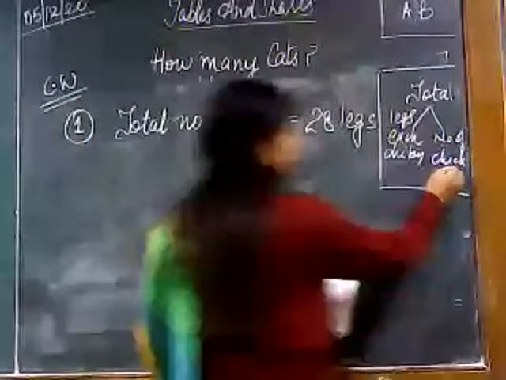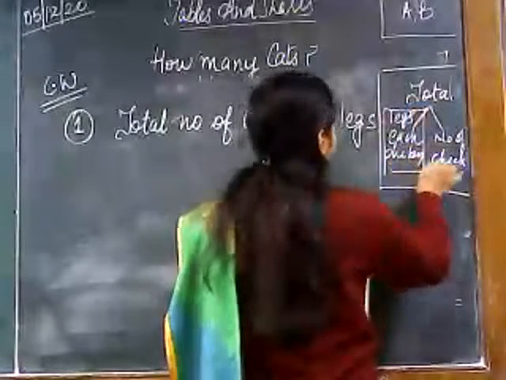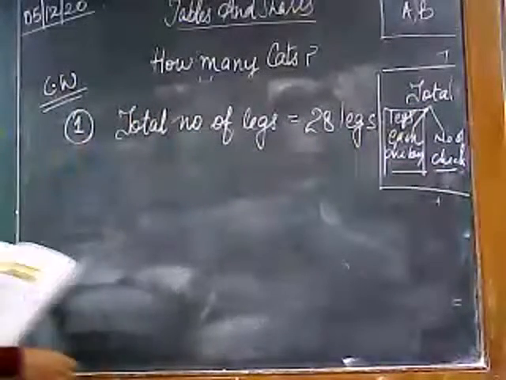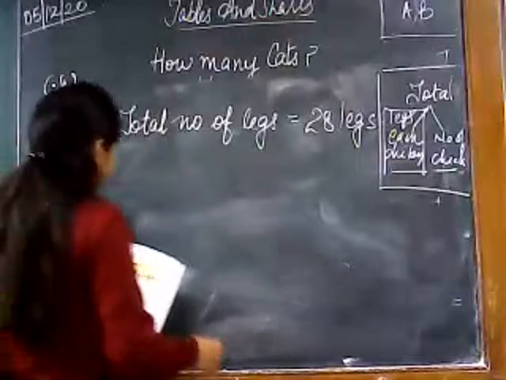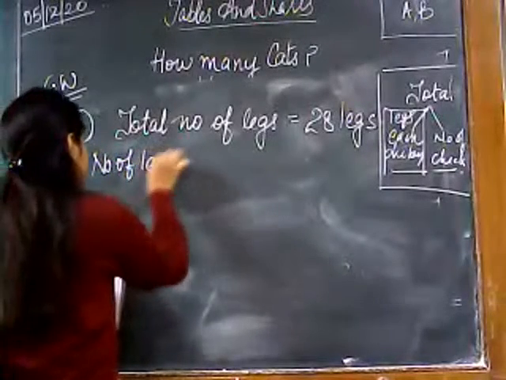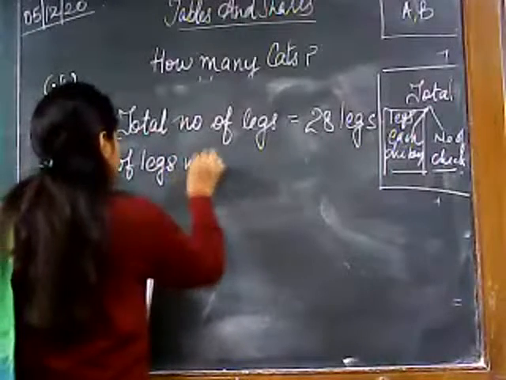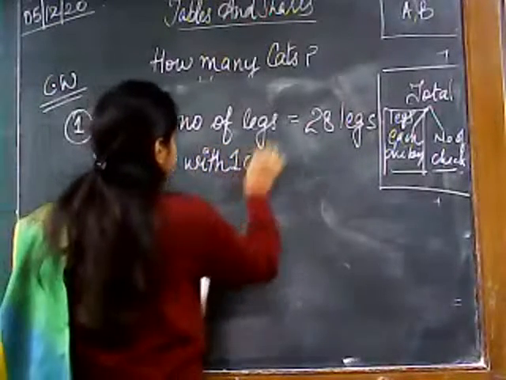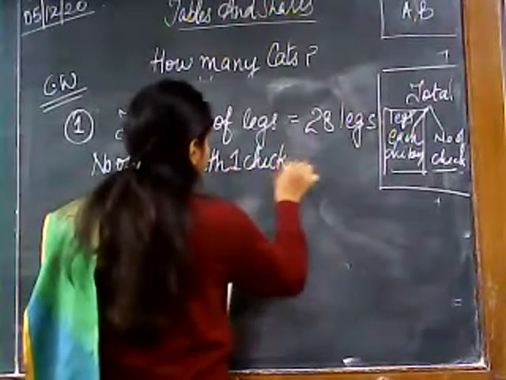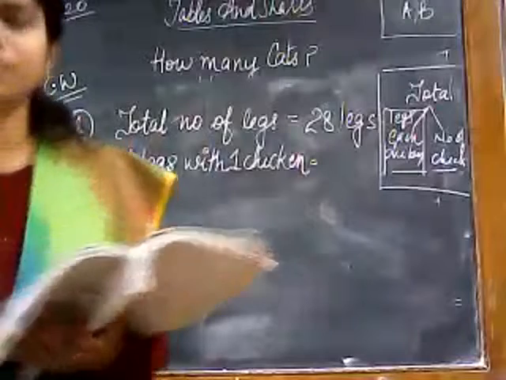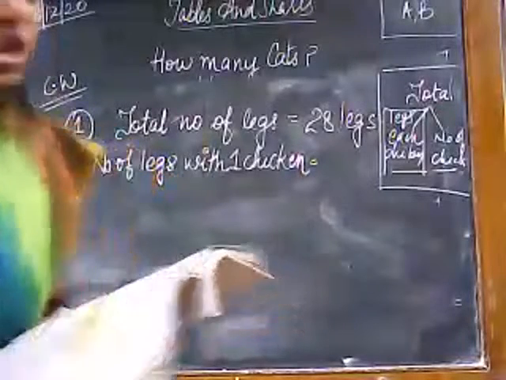We are taking the number of chickens. If we know the number of legs with one chicken, then we will be able to find the number of chickens that are present. So we will write number of legs with one chicken. Children, we all know how many legs a chicken has?